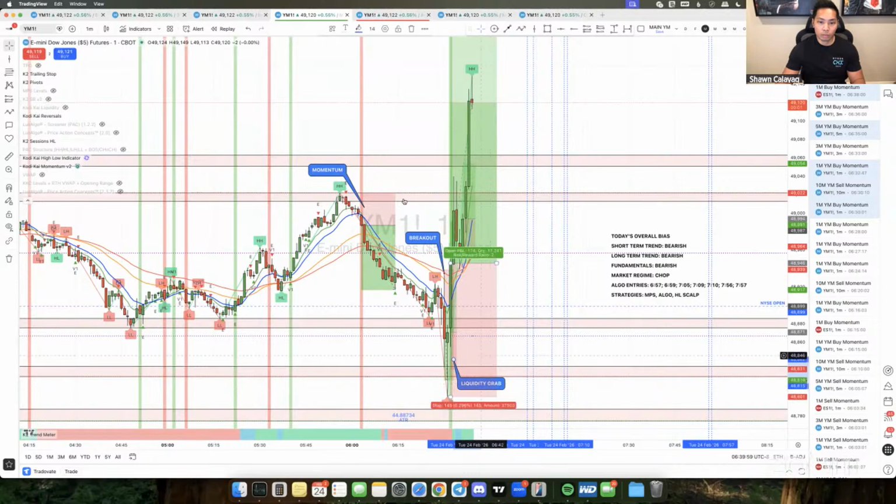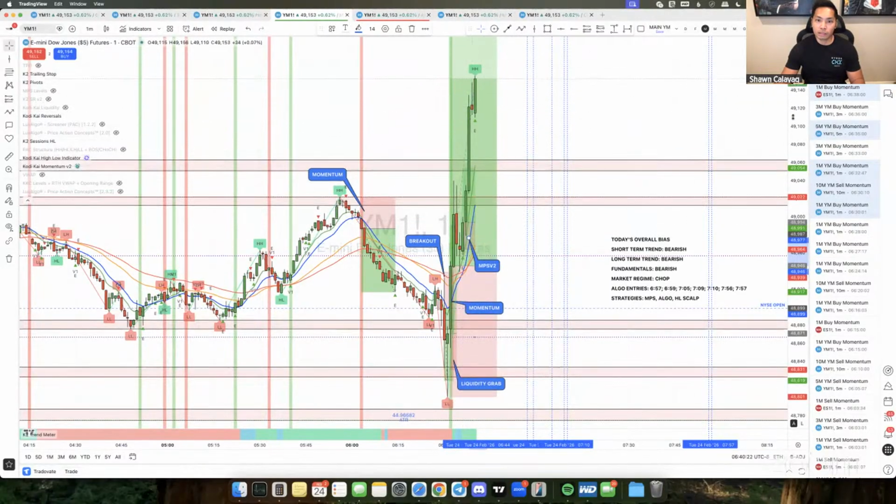So you guys know what I marked up here. This right here is the momentum. And then this right here is an MPS. So we got a couple entries here, or a lot of entries actually, that showed up so far. The market's only been open for about 10 minutes. This is another MPS pattern if anybody is looking to get into it.